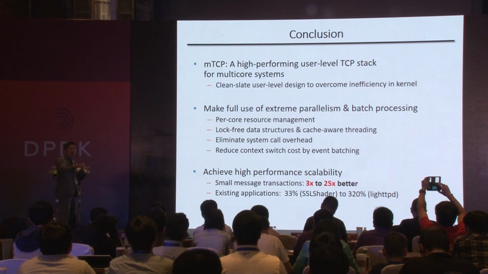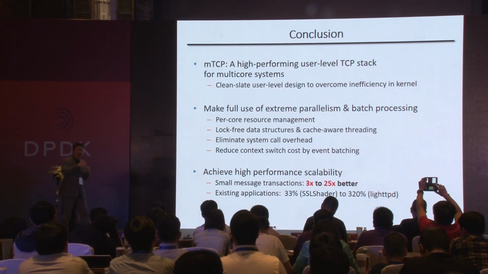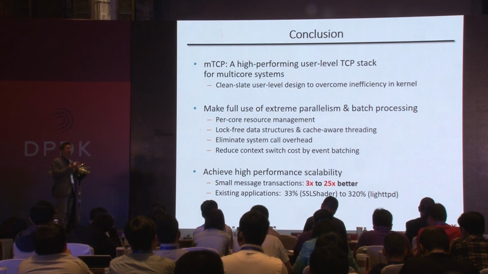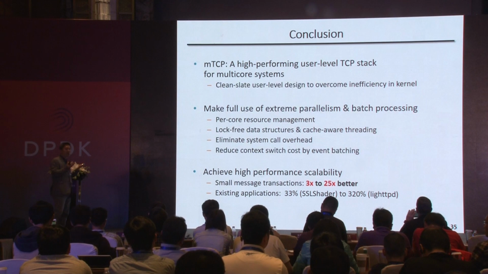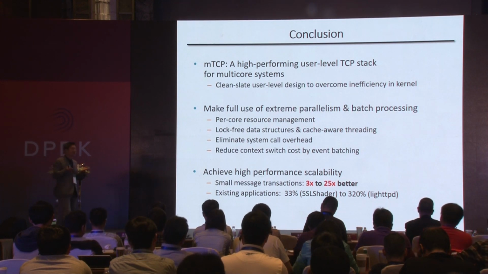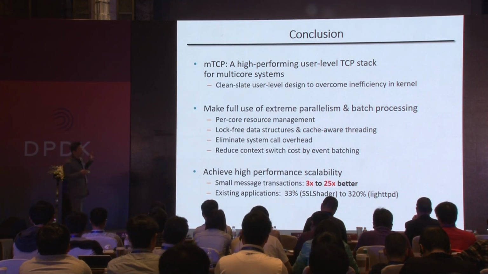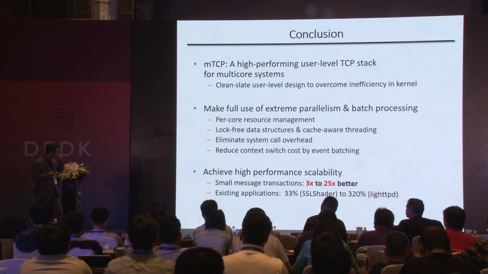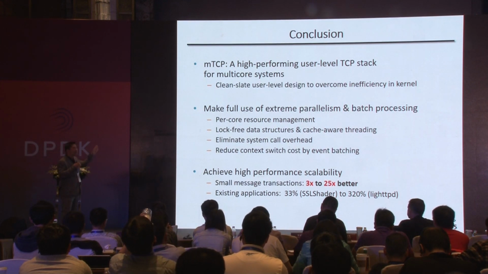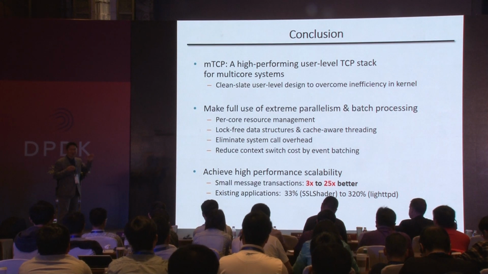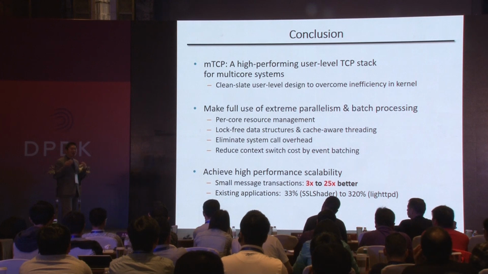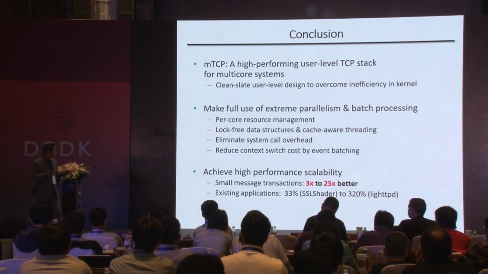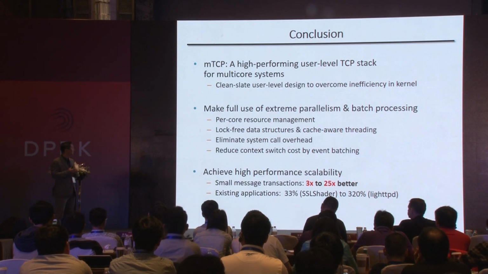Actually, producer and consumer logic, and then you can avoid creating a lot. So, lock-free data structures and cache-aware threading, you can look at our source code. We carefully designed the data structures. And then we eliminated system call overhead, of course, because we don't use system calls. But we introduced context switching overhead, but we amortized the overhead by using event batching. And then at the end, it improves the performance a lot.